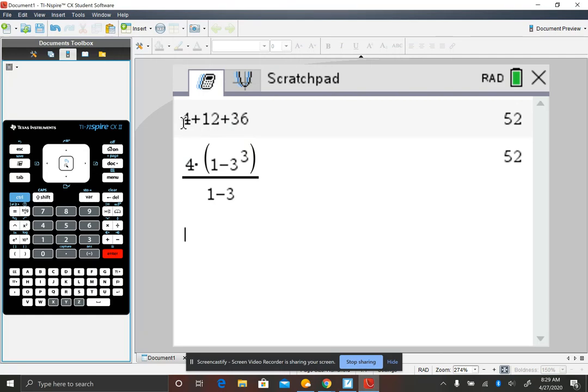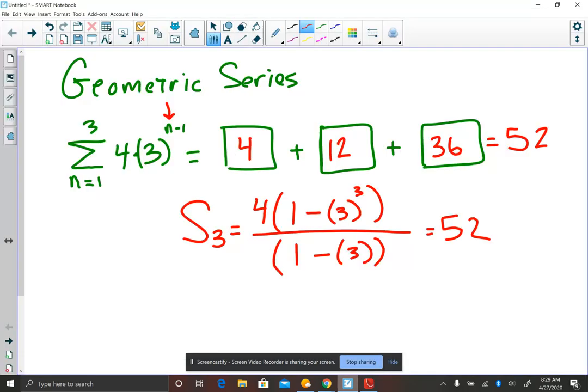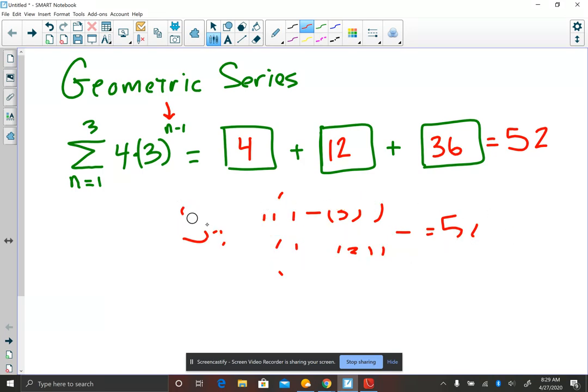In this first expression, we simply just added the sum of those guys and got 52. Then I threw in this expression. Again, you really should have parentheses around the 3. You got 52. So if I wanted to change this up a little bit, I'll show you what would happen.